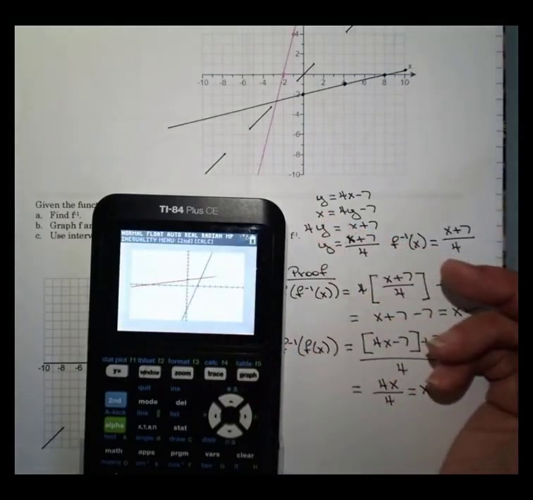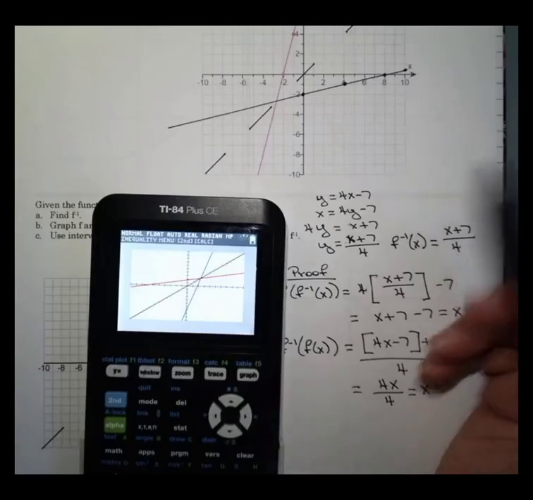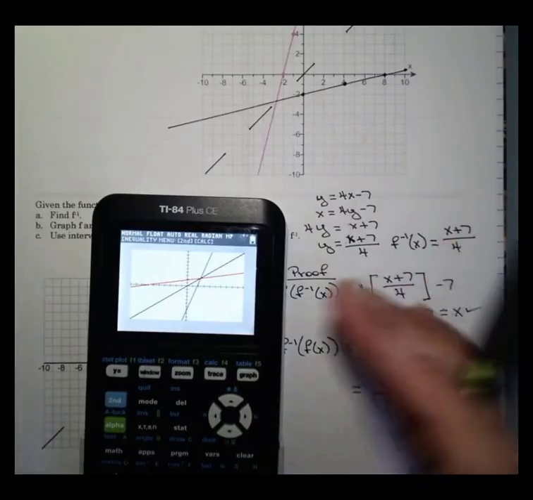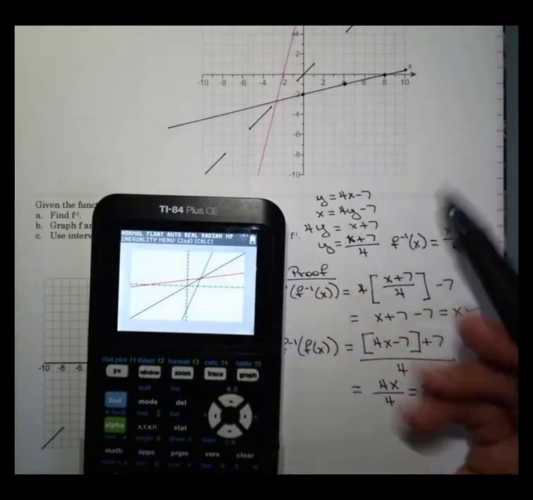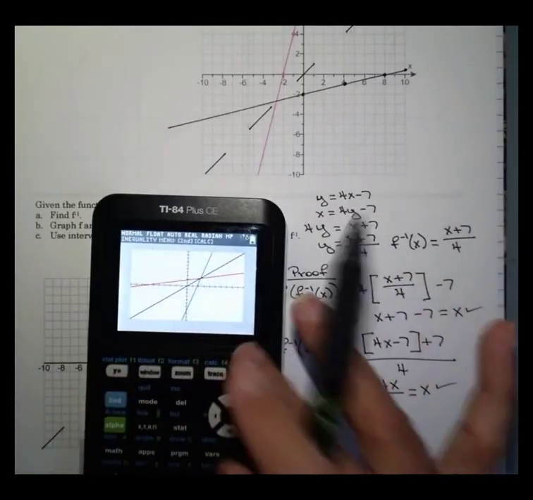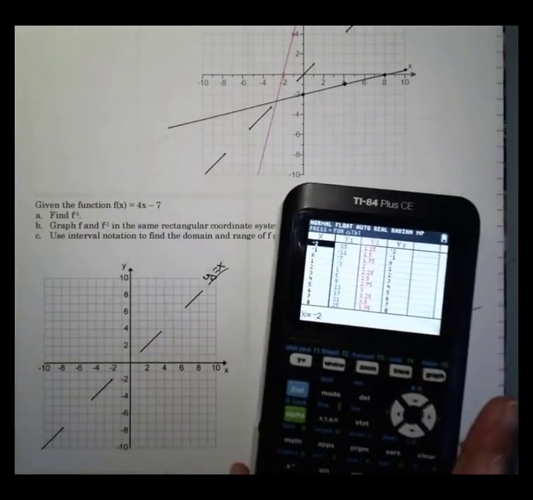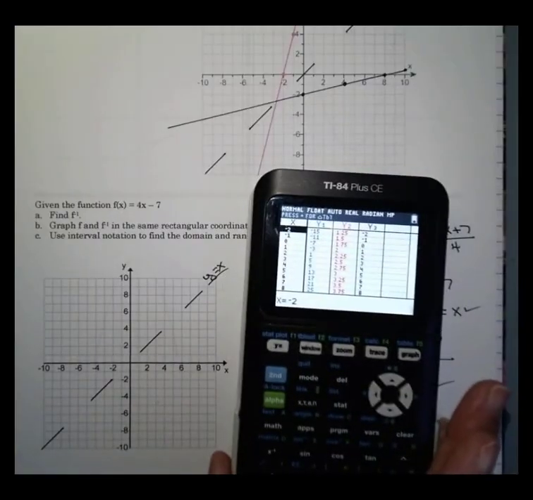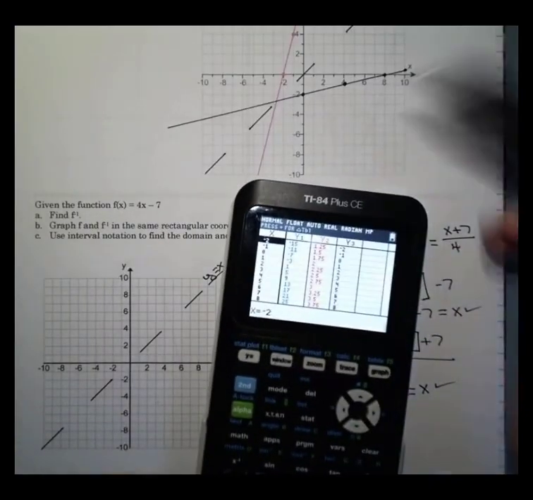There's the first function, there's the second one, and there's the identity. And they look like they're crossing perfectly. So I can just find a few points on one of them and reverse those coordinates for the others. Let's see what the table tells me. Otherwise, I'll be plugging in points of my own. And I'm going to look for points on the first one.